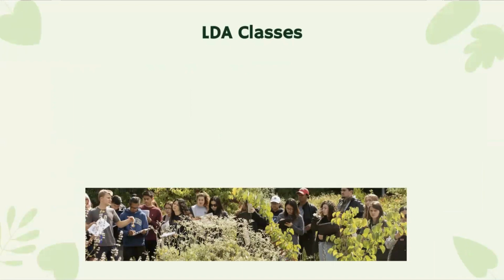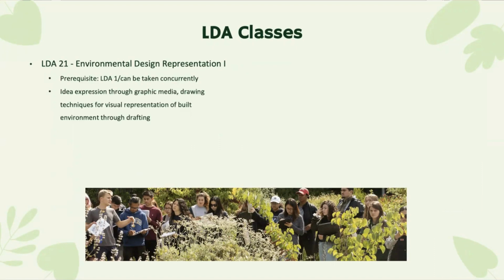Moving on to more LDA classes, students will take LDA 21, Environmental Design Representation 1. This course does have a prerequisite of LDA 1 or can be taken concurrently. In this class, students will begin to partake in design projects. Students will express their ideas through graphic media, will learn drawing techniques, and will represent the built environment through drafting.